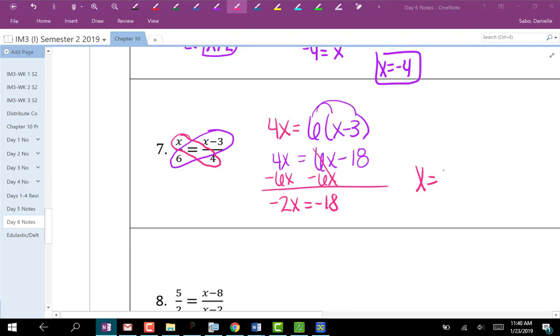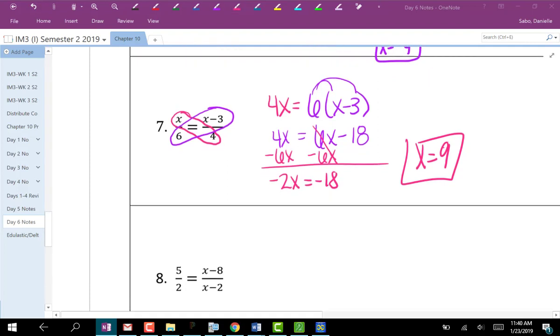What was your final answer? 9. Very good. Questions? Sure? Okay. We didn't need excluded values there because there were no x's on the bottom. There was a 6 and a 4, so we didn't need anything here.